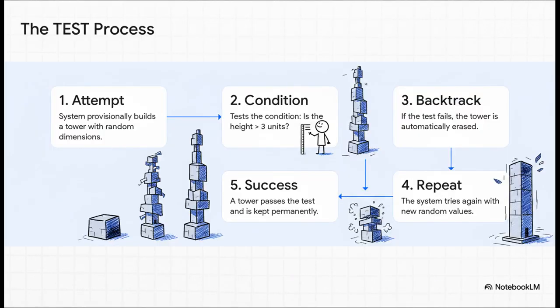Let's say we want to build a tower, but our rule is it has to be taller than 3 units. Okay, so first, the system just tries building one randomly. Then it checks, is this tower's height greater than 3? Let's say it's not. Well, poof, it's gone, instantly erased. The system just backtracks and tries again with new random numbers. And it keeps doing this, try, fail, erase, try again, until finally it builds a tower that passes the test. That's the one that gets to stay. It's literally geometric natural selection happening right on your screen.